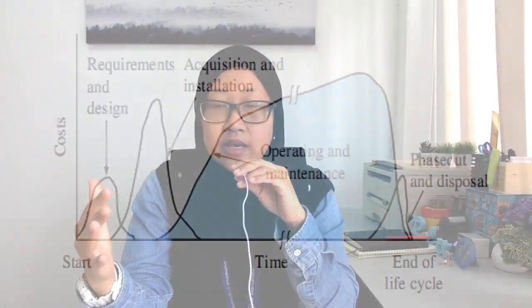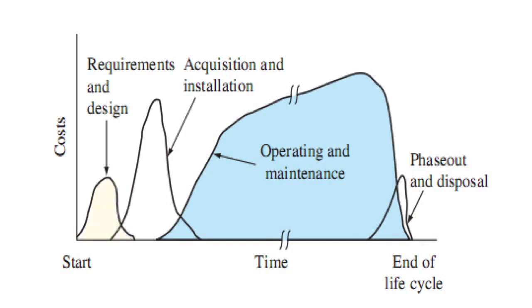The same goes with a project. The life cycle of a project is very similar to the life cycle of a product. It begins with identifying the requirements of the project and the design of the project, and then acquisition and installation of raw materials, and after that there are more activities on operation and on maintenance, and towards the end of its life cycle, the quality begins to degrade, and then that particular project will be phased out and disposed of.